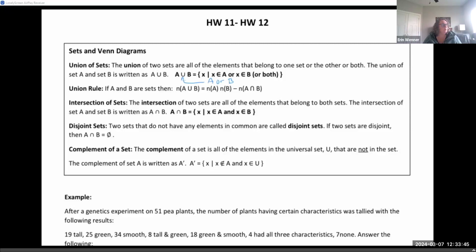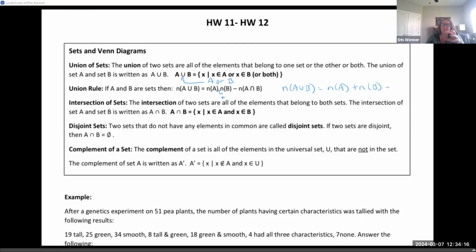And then we have the union rule that says if you're trying to find the number of elements within the union of the sets, you're going to take the number, oops, I'm missing a sign here. Sorry, guys, that should be plus. So again, the number of elements in A union B is going to be the number of elements in A plus the number of elements in B minus the number of elements in A intersect B.